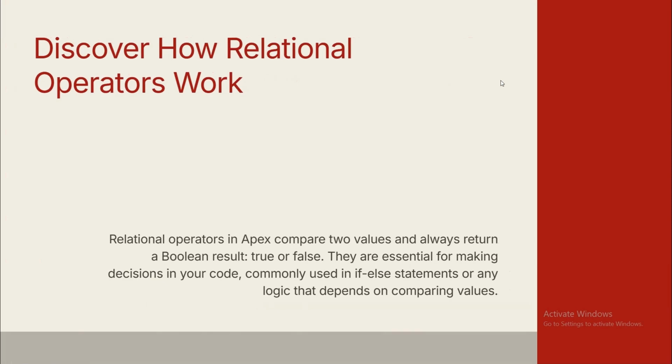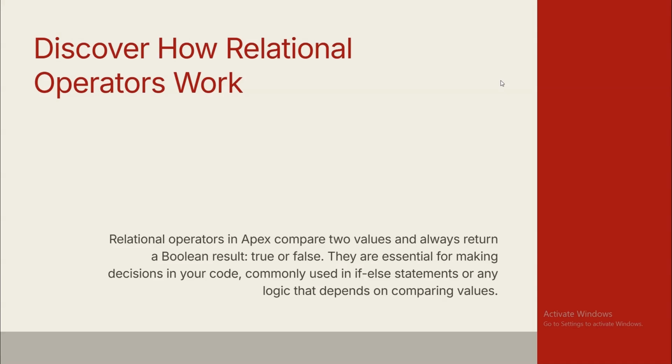In this slide we will understand how relational operators work. Relational operators in Apex compare two values or more than two values and always return a boolean as a result. Boolean means true or false. They are essential for making decisions in our code, and are most commonly used in if else statements or any logic that depends on comparing values.